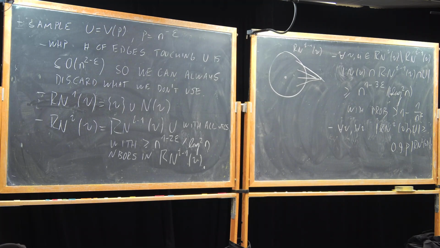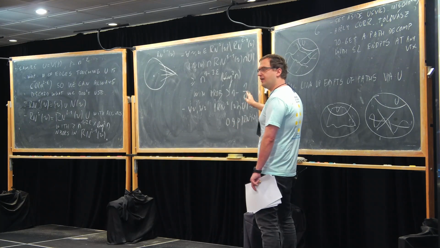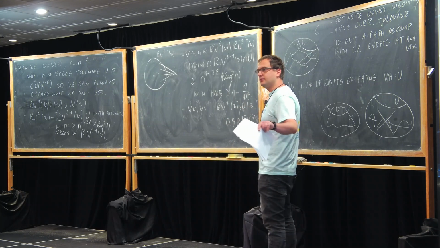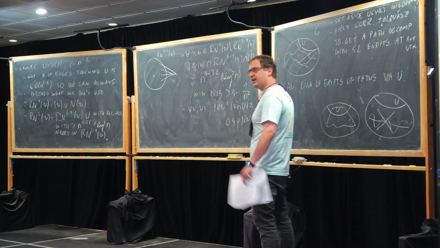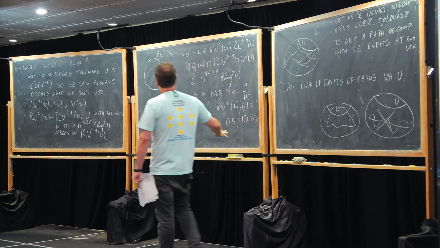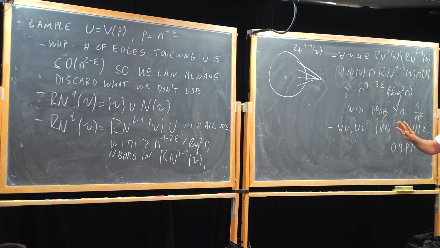So these are the free pseudo-random properties I want from U. Once I have them, U stops being random. I fix an outcome of U which satisfies all of these properties, and I claim this lets you link things up. So let me write the claim.